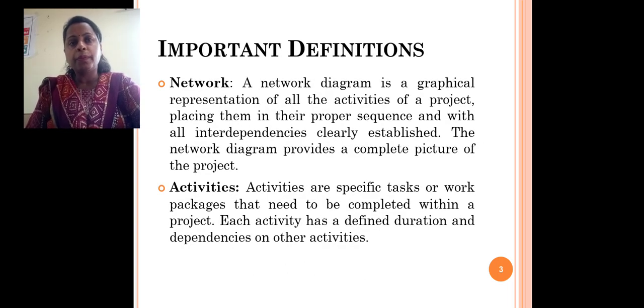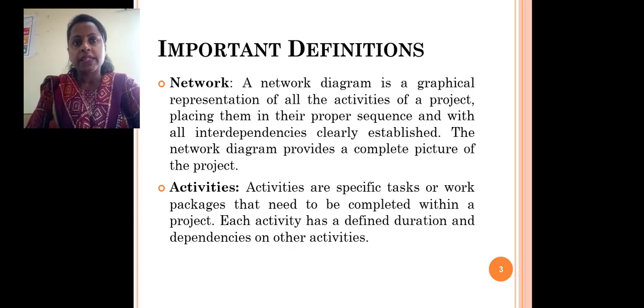So, here are some important definitions of networking. First of all, what is a network? A network diagram is a graphical representation of all the activities of a project, placing them in their proper sequence and with all interdependencies clearly established. The network diagram provides a complete picture of the project.